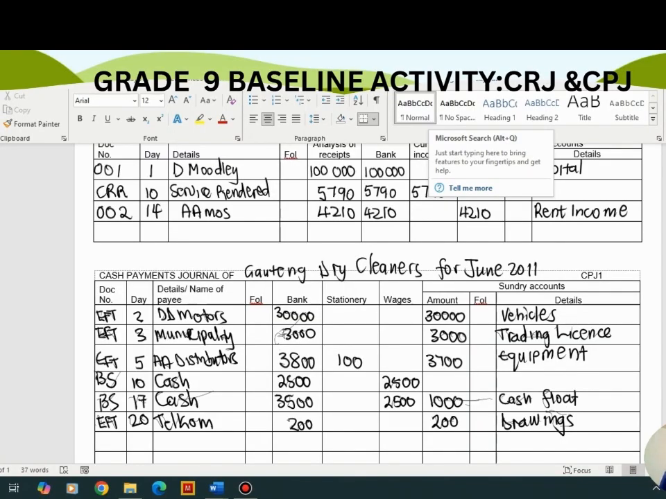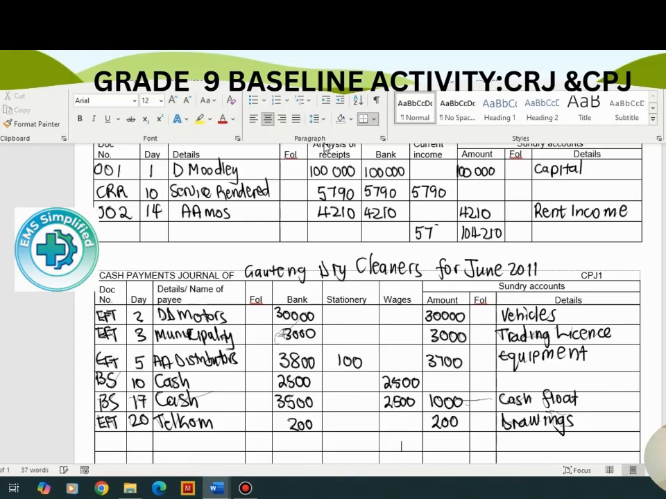Now the next step is to close off the journal. When you close off the journal, you're putting in totals. So start with the cash receipt journal. We add the sundry accounts total. It will give us 104,210. Then current income will give us 5,790. Then the total for bank will give us 110,000. We do not total the sundry, so the analysis of receipts.